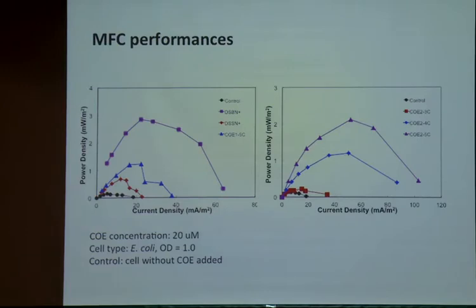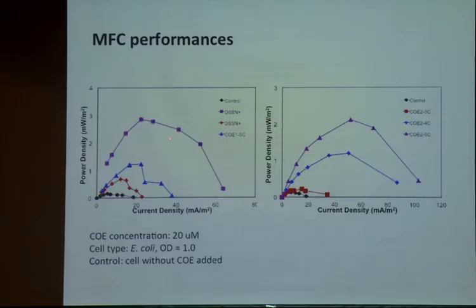So this is a power curve when we add 20 micromolar COE into E. coli solution and add it into the MFC array system. We can see that all the COE-assisted microbial fuel cells demonstrated improved power generation, and among which the DSBN in COE1 series and COE25C and COE2 series show the highest performance, which is about 20-fold or 15-fold higher than the control without any COEs.